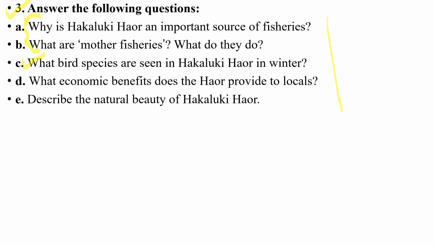What economic benefit does the haor provide to locals? You'll find the answer to this question toward the last part of the passage. Describe the natural beauty of Hakaluki Haor. I think this one is actually in the last paragraph of this passage, where we'll find the answer to this question.